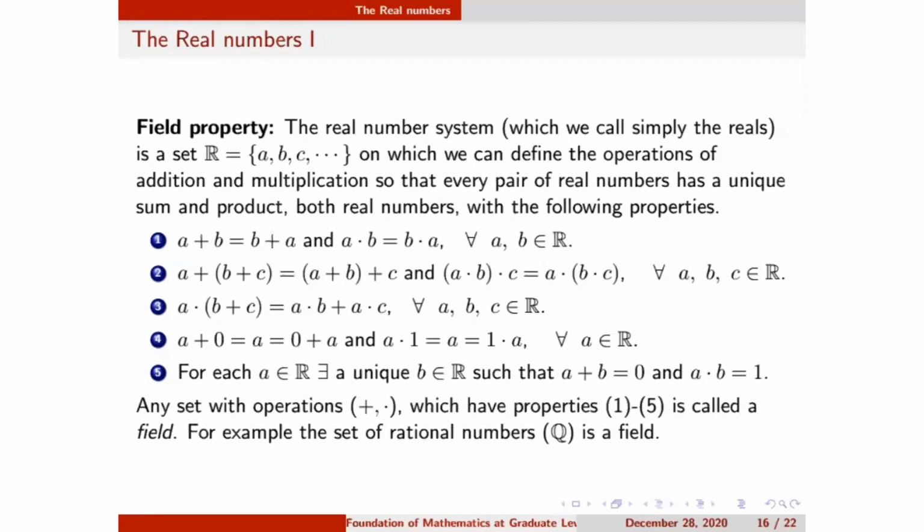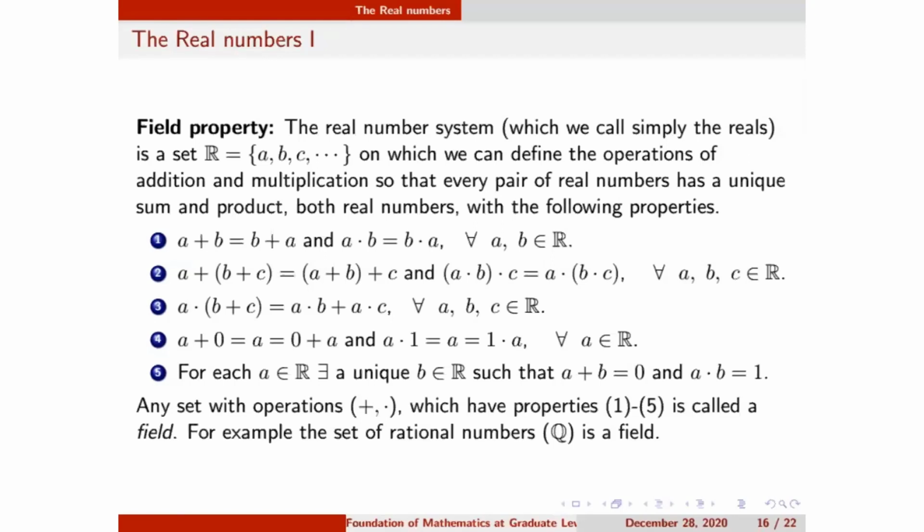And the third property is the distributive property. What I'm doing here is distributing a over b plus c. I will multiply a to b, plus a to c. So this is called the distributive property. I am distributing multiplication over addition.